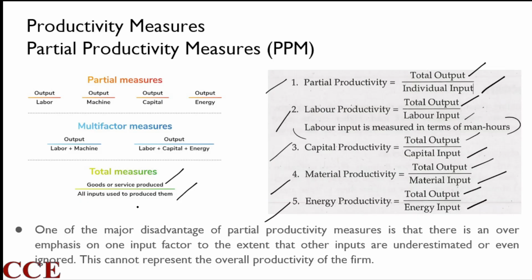Now, one of the major disadvantages of partial productivity measure is that there is an overemphasis on one input factor, to the extent that other input factors are underestimated or even ignored. This cannot represent the overall productivity of the system.